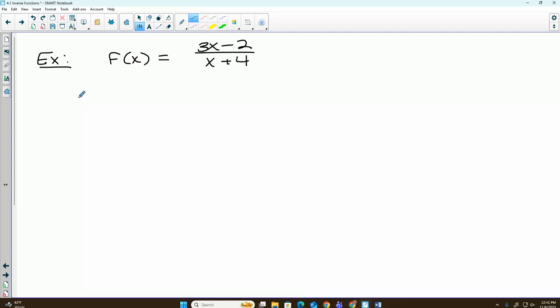So find my inverse. First step, change f of x to y. Second step, so now if I'm going to solve for y, we have to get rid of the fractions, so we can multiply the y plus 4 to both sides.